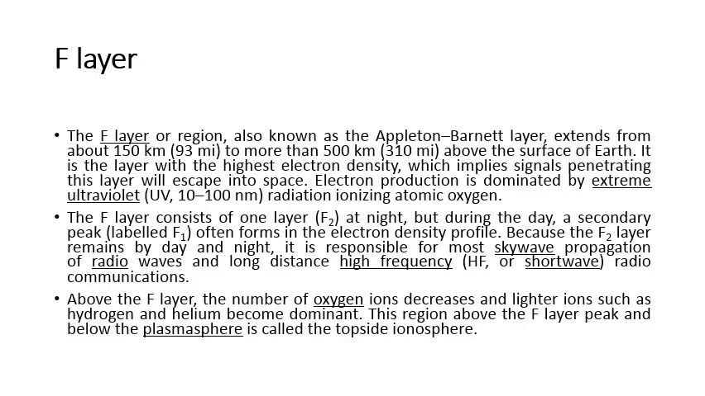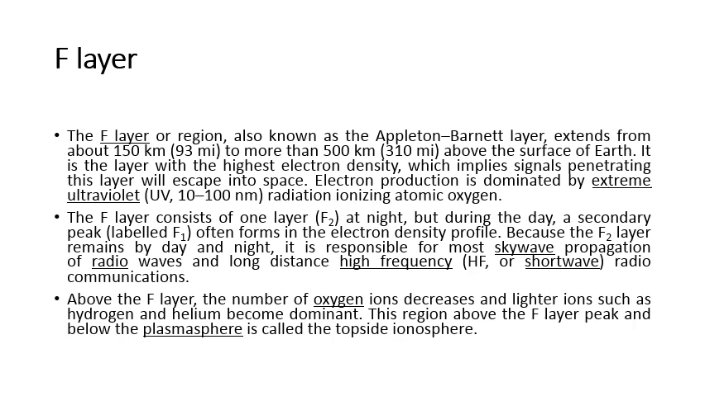The next layer observed above is the F layer. The F layer or region, also known as the Appleton-Barnett layer, extends from 150 to 500 km above the surface. This is the layer with the highest electron density, as we also saw in the previous graph. This implies a signal penetrating this layer will escape into space. Electron production is dominated by extreme ultraviolet radiation ionizing oxygen.